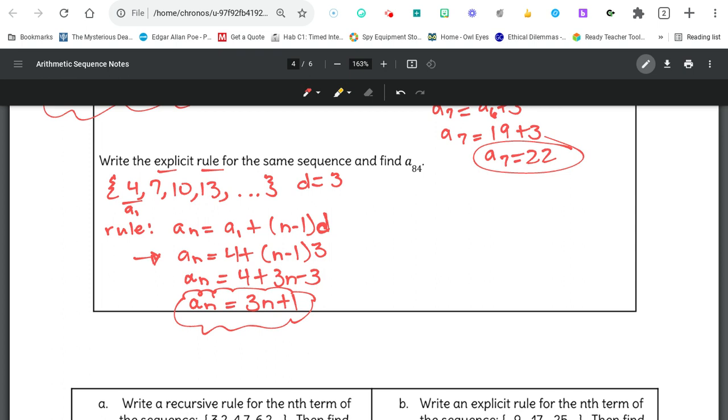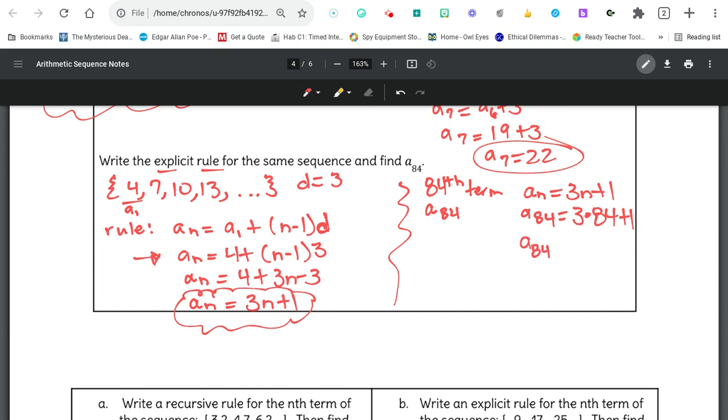All right. And then you're going to find the 84th term by using your rule. So you're going to find a sub 84. Change n to 84. We're going to multiply 3 times 84, and then we're going to add 1. 3 times 84 is 252. Then add your 1. So the 84th term in that sequence is 253.